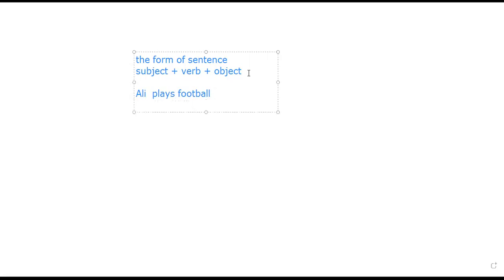We will take another example. Sora eats fish. These are the three parts of the form of a sentence in English: subject plus verb plus object. Subject فاعل, verb الفعل, object المفعول or complement of the sentence, يعني تكملة الجملة, whether it is an adjective or an adverb. All of this is a complement of the sentence after the subject and verb.